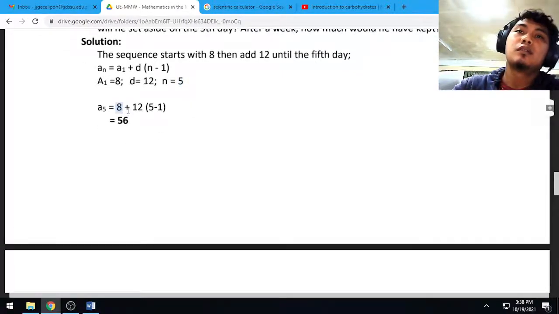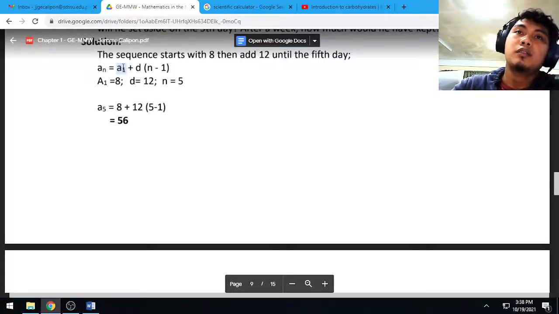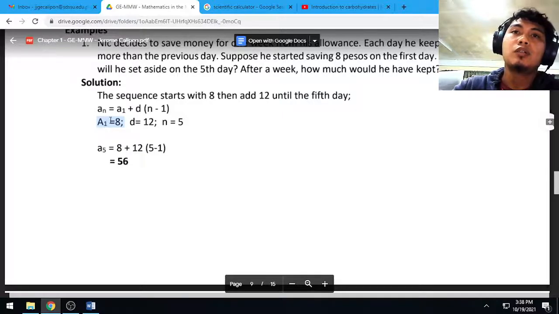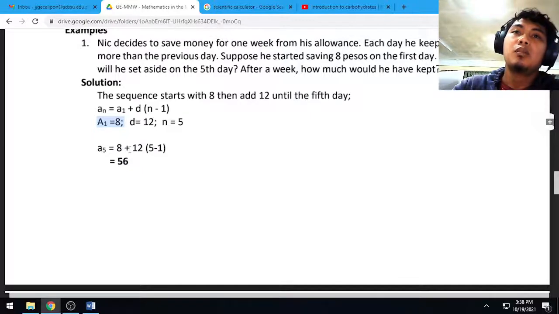Yung A1, ito yung 8. Lagay natin 8. Isusulat muna natin para hindi tayo malito. Yung hinihingi is 5th day. So, instead na AN, gawin natin A5 equals A1, which is 8, plus D, yung 12, tapos yung N, open parenthesis, 5, yung formula is minus 1. So, N minus 1, or 5 minus 1.